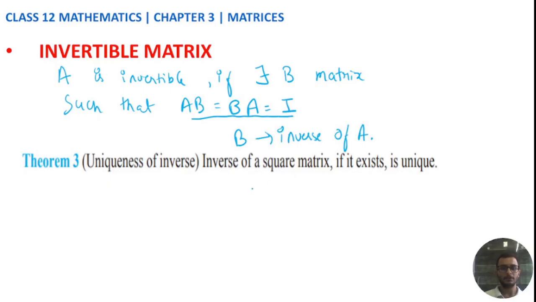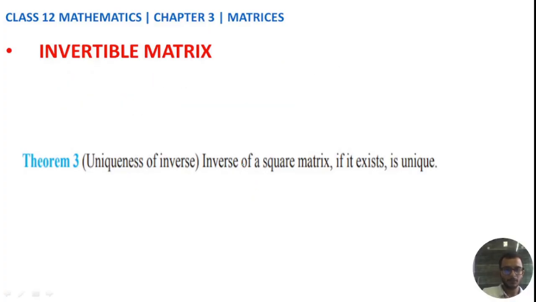Now there is one theorem we have to show: the uniqueness of the inverse. That is, the inverse of a square matrix, if it exists, is unique. It doesn't always exist; it may exist or it may not exist. So if it exists, then it is unique. Let's prove it very quickly. There is one trick to prove it whenever uniqueness is involved.